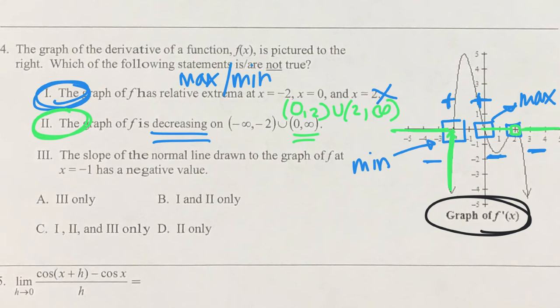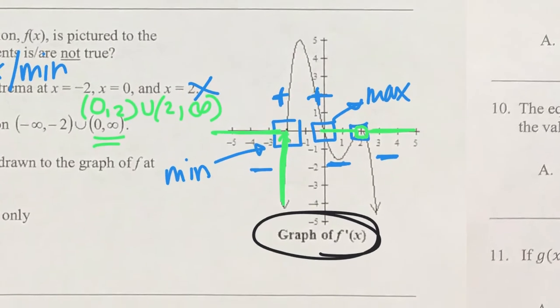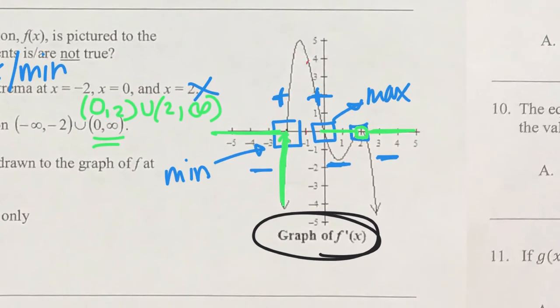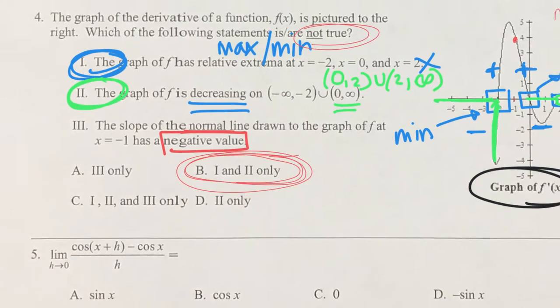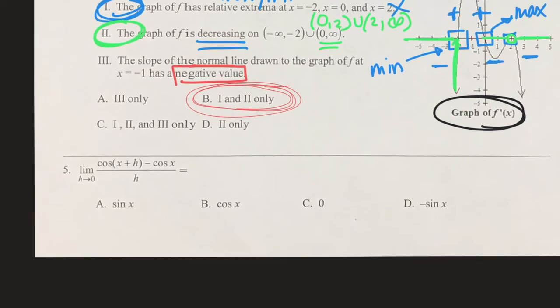And then part 3, the slope of the normal line is going to be negative. So since this is a slope graph, at -1, the slope of the tangent line is +4. Okay, so if the slope of the tangent line is +4, that means the normal, which is your perpendicular, will be negative. So in fact, yes, this one is true. So that means the answer is 1 and 2 only. Those are the ones that are not true. So once again, read your problem and see what they're asking you.